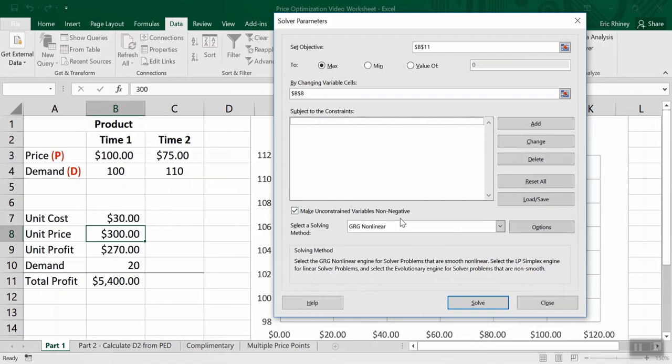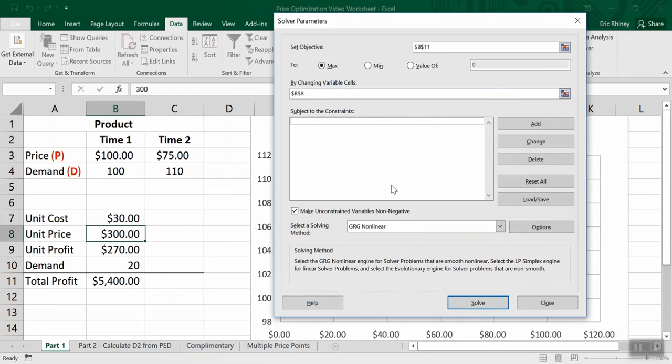We also want to make sure that we have non-negatives. We don't want our variable, our price point, to be negative. Solver doesn't know what you're solving for, so it's going to find the point, and if that's a negative point, that's what it's going to give you. But we don't want a negative point. Even though we're using a linear equation, what we're doing is a nonlinear type of method, so that's what we're going to use here.